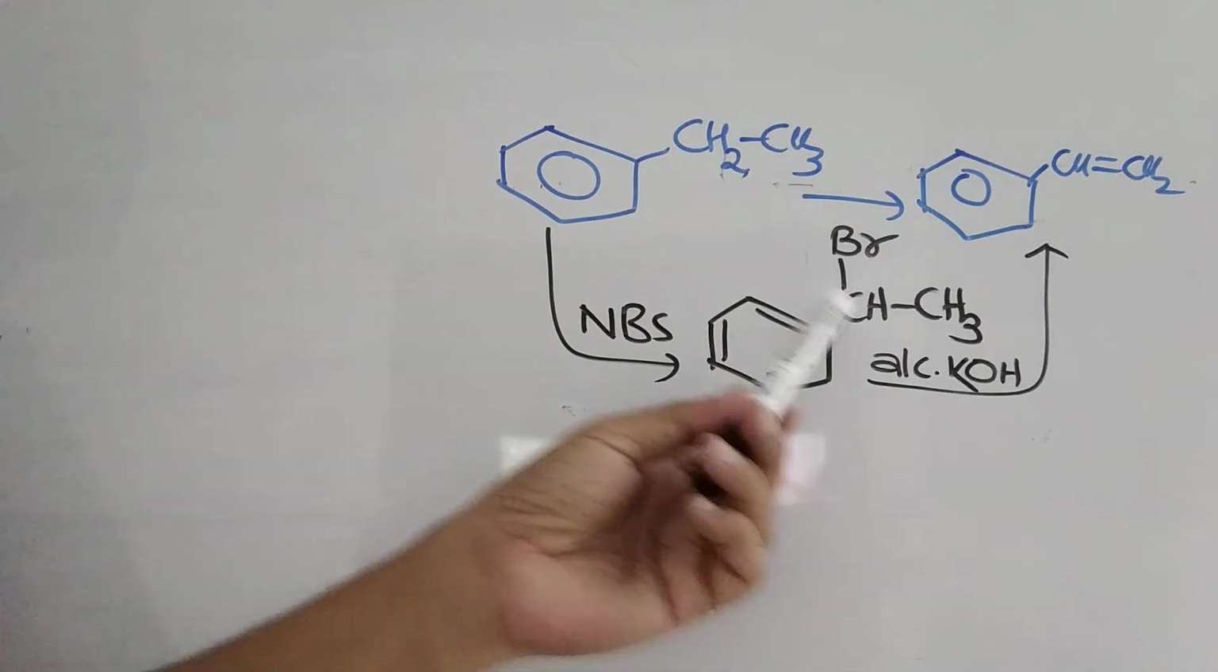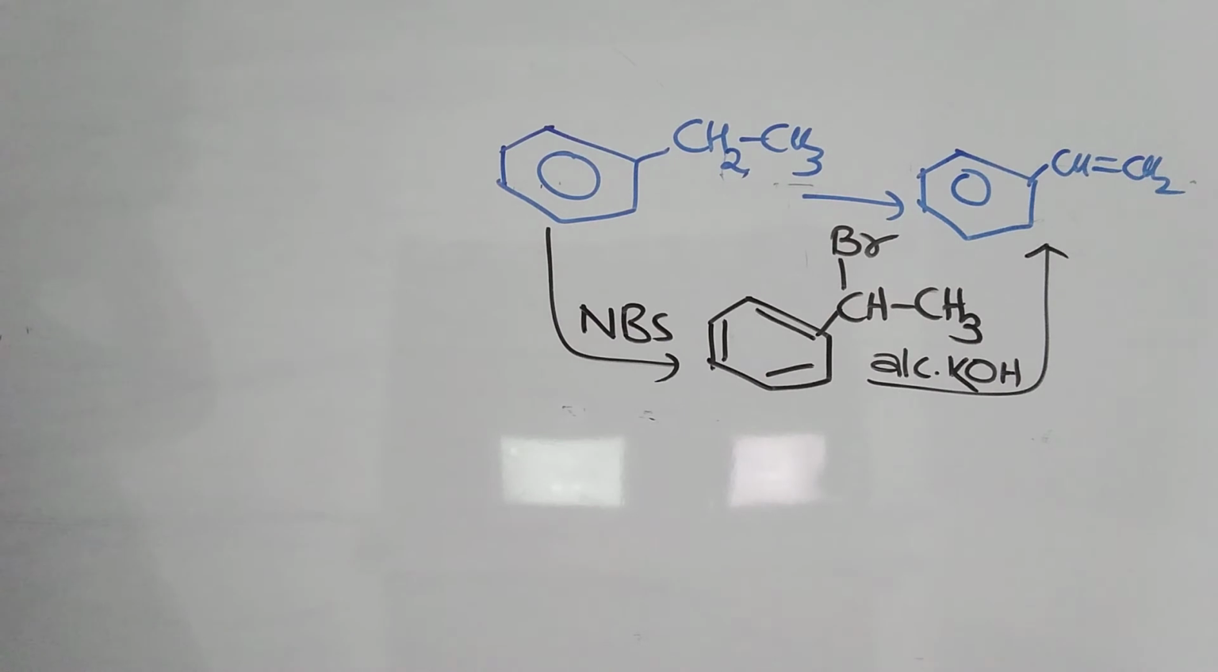Okay, this is 1 bromo 1 phenyl ethane. From that, when you are using alcoholic KOH, you will be getting there vinyl benzene, which we call styrene. Vinyl benzene is only called styrene. Okay.